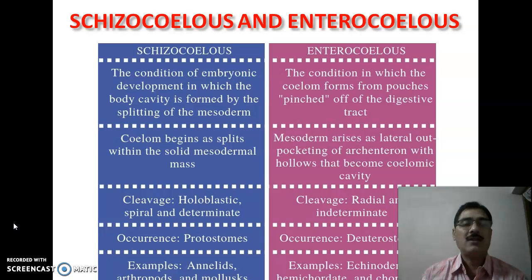In Schizocoelous, the cleavage is holoblastic, spiral or determinate. In the case of Enterocoelous, it is radial or indeterminate, meaning radial and indeterminate. Schizocoelous is generally present in protostomes, while Enterocoelous is present in most deuterostomes. Examples are given for Schizocoelous: annelids, mollusks and arthropods, and for Enterocoelous: the echinoderms, hemichordates and chordates.